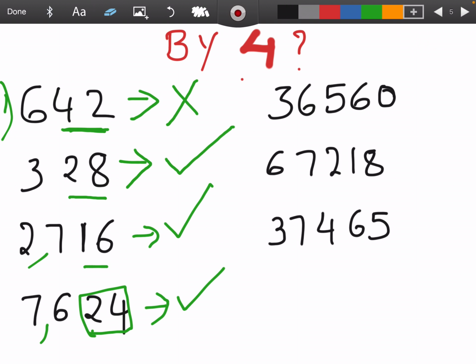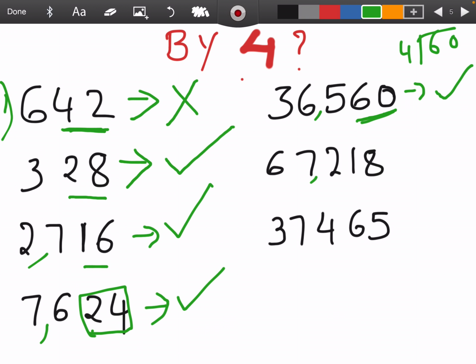Let's take the next number. It is 36,560. What are the last two digits? 60. And you know that 60 divided by 4 is 15. So because the last two digits are divisible by 4, 36,560 is also divisible by 4.